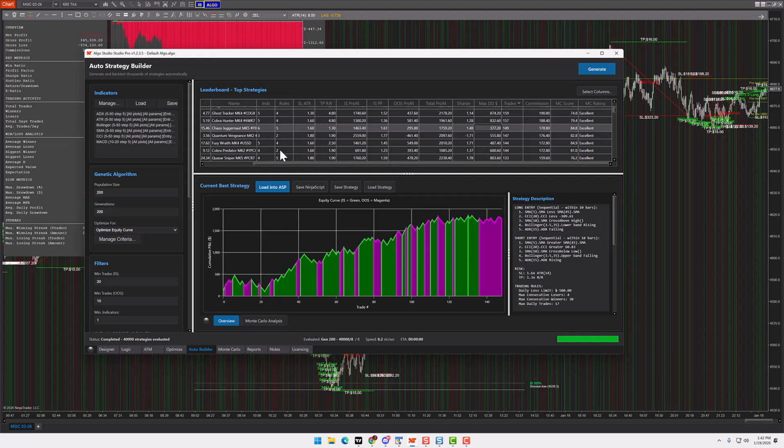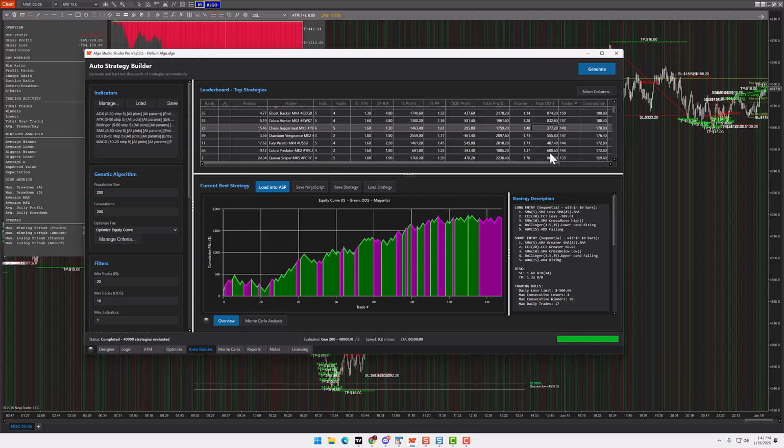See the number of rules that are there. Stop loss, take profit, in sample, out of sample, right? So there's a lot of information here now that I can quickly look at and say, okay, is this one I want to work with here? Well, maybe I want to look at a couple of them here, so I'm going to save it. So I've saved the strategy.